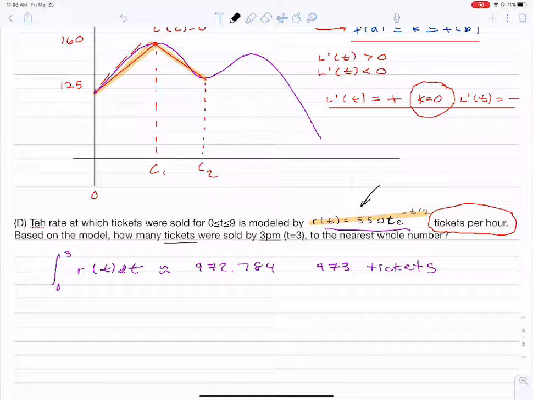So let's see. The next question was, would it ask for tickets per hour squared? I don't think it would. The reason being, that's an acceleration, and they could say, how is the rate of change of the tickets per hour changing? It would be a really convoluted question. So could they? I guess they could. Have I seen it? No.